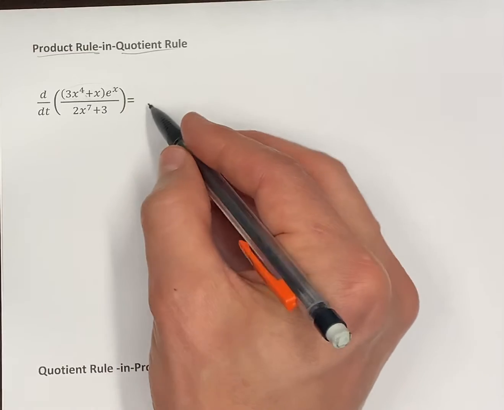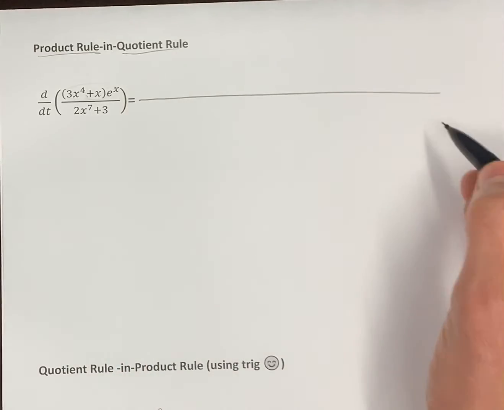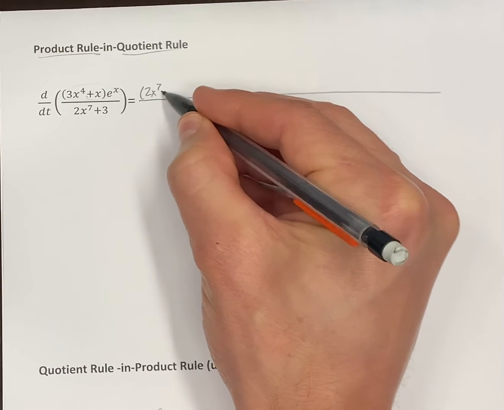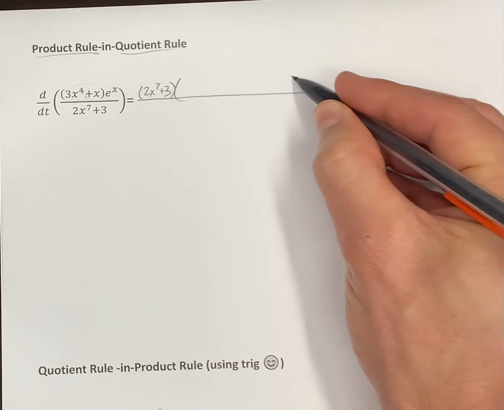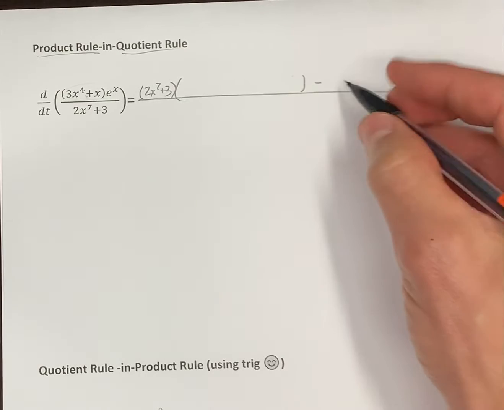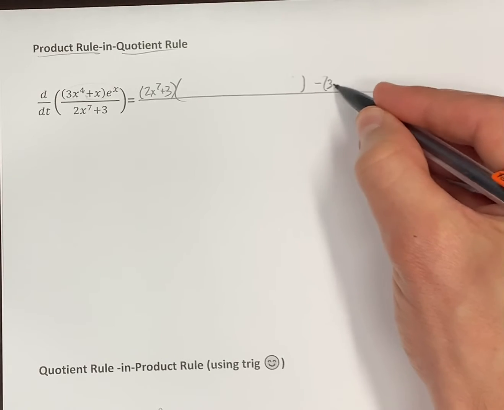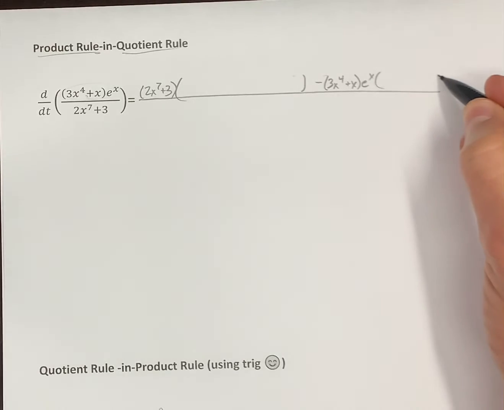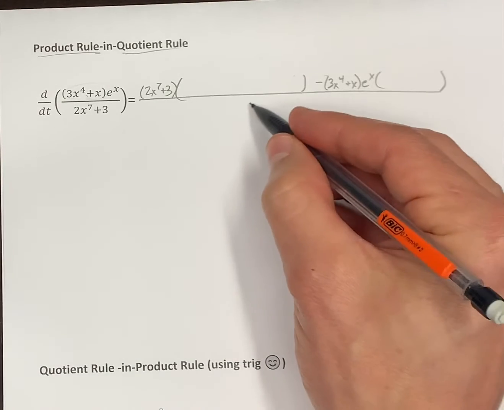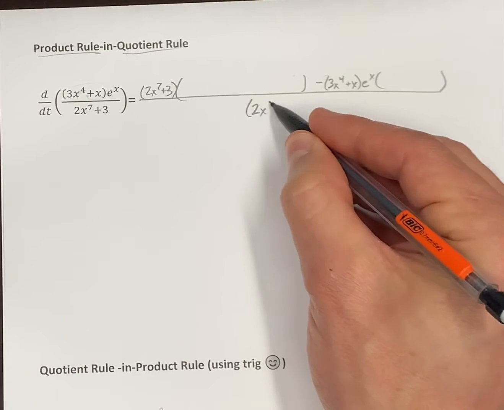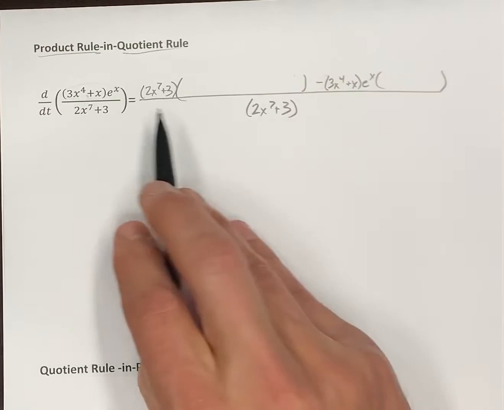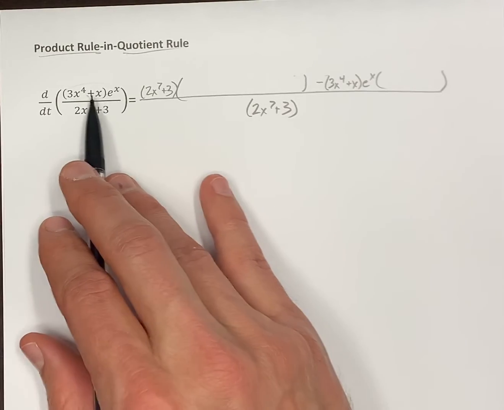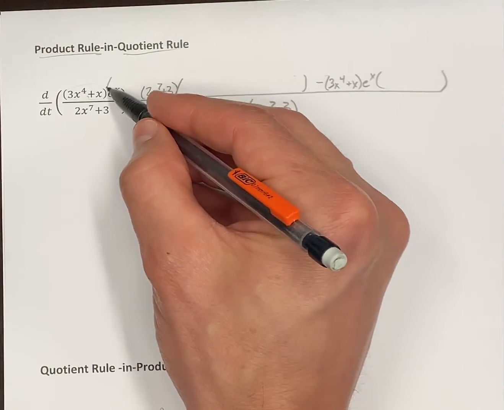So the big picture is we have a quotient rule. Low d high minus high d low, I'll just avoid taking the derivatives for a moment, over low low. So this is the quotient rule, but now I need to take the derivative of the top. The derivative of the top, right, is a product.